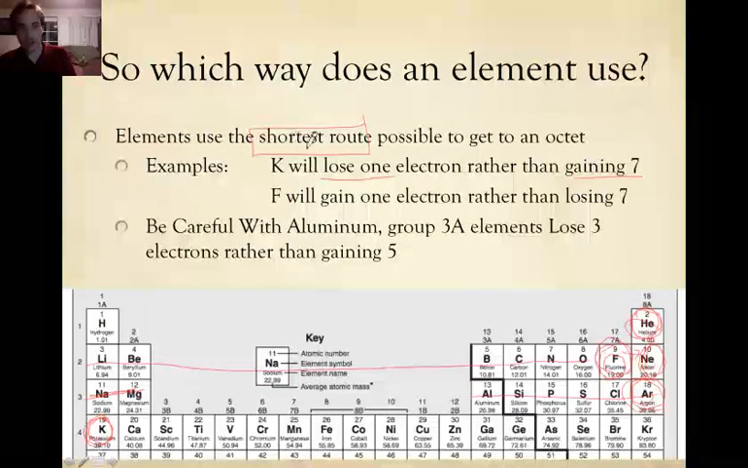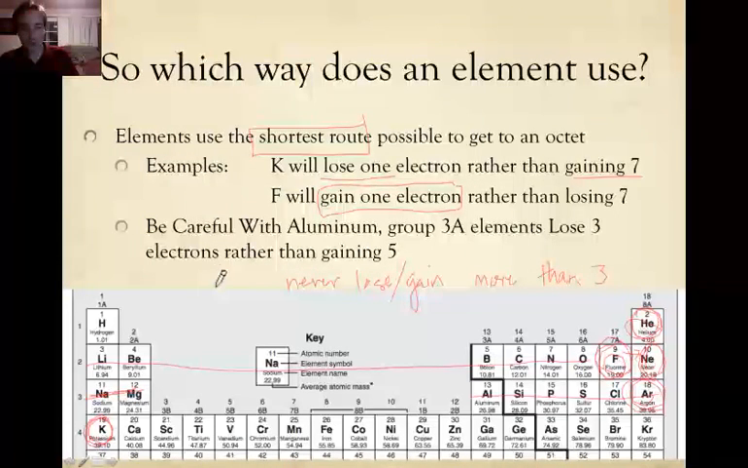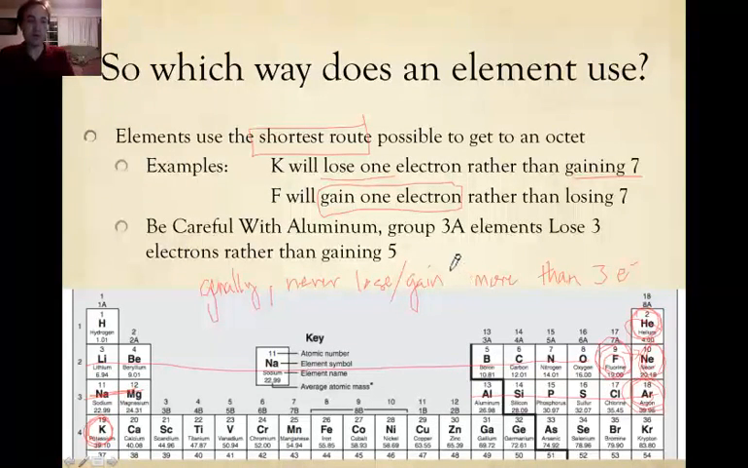Okay, so it's easier, it's a shorter route to just gain 1 electron. Rule of thumb is, generally speaking, you never lose or gain more than 3. Okay, and this is a general thing, meaning there are some exceptions, but generally you never lose or gain more than 3, and that means electrons. So you can gain 3 or you can lose 3, but you're generally not going to see 4 or 5.